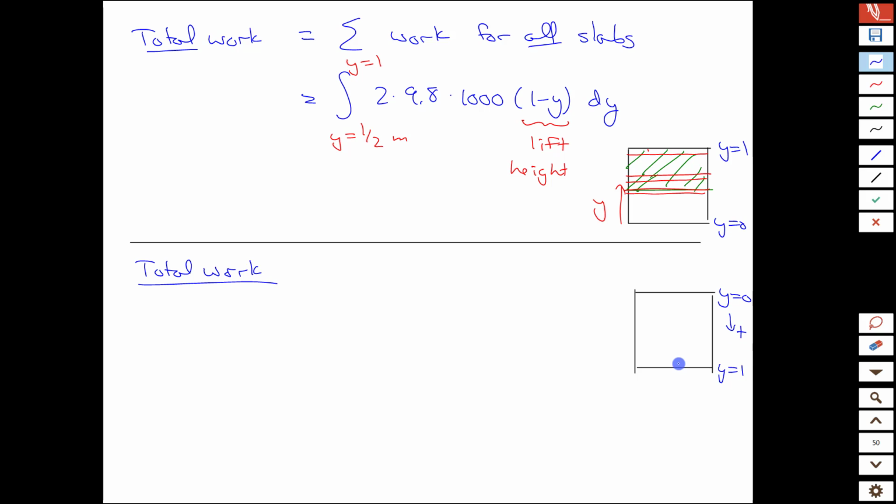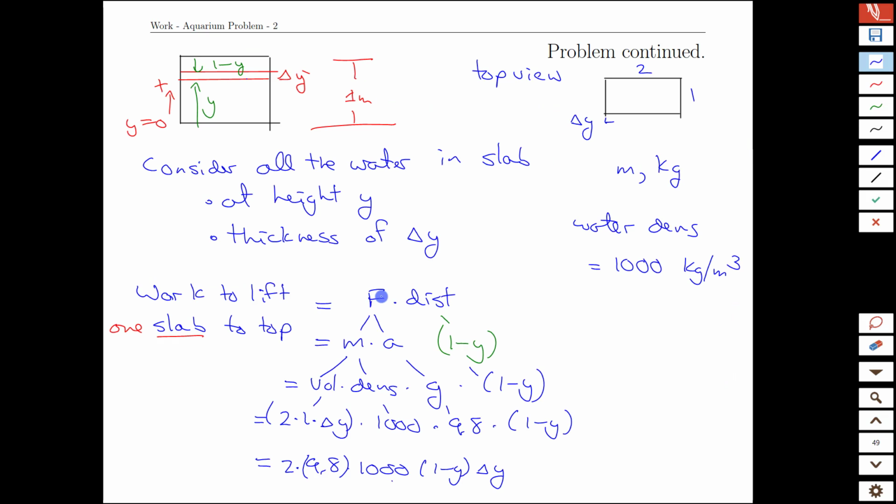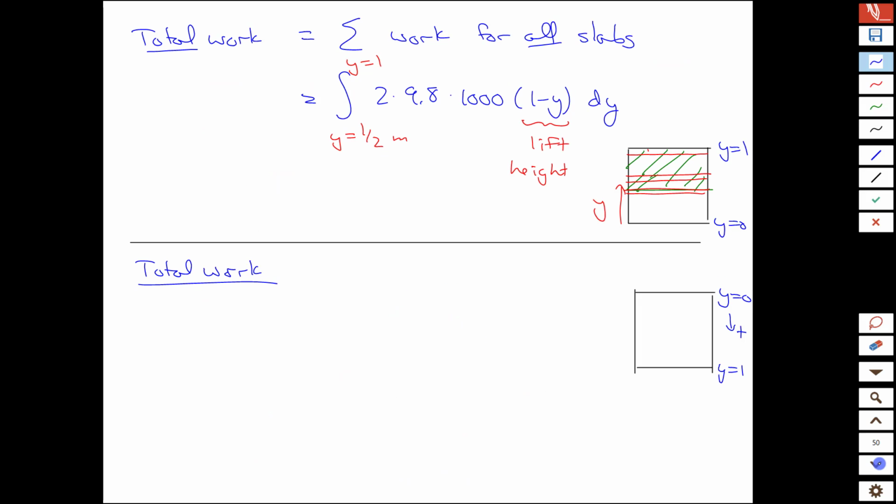We would have gone through all the same process. In fact, the force calculation, volume, density, gravity, all of that would have been identical to what we did before because we're looking at just slabs of water. The thing that would have changed is the distance that we're lifting. So if we imagine a slab at some height y, now y is actually equal to the lift height.